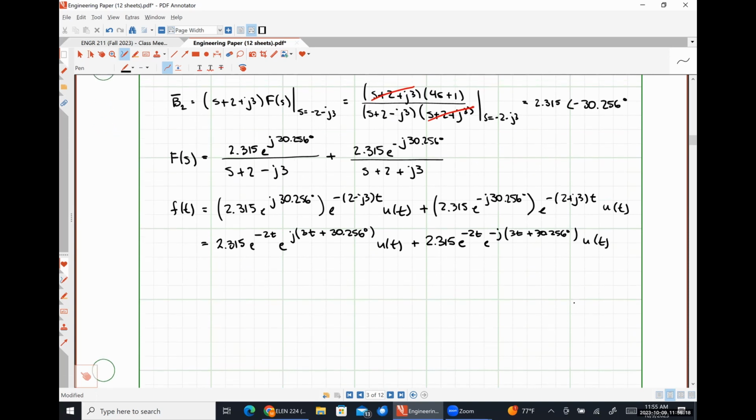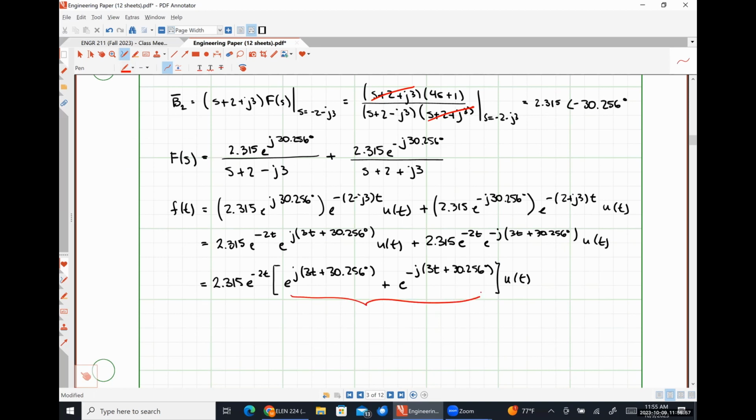Now, rearranging things a smidge here, I have a common factor of 2.315 e to the negative 2t. Here in the middle, I'm going to have e to the j, 3t plus 30.256 degrees, plus e to the minus j, 3t plus 30.256 degrees, u of t. What does this thing here in the middle make?